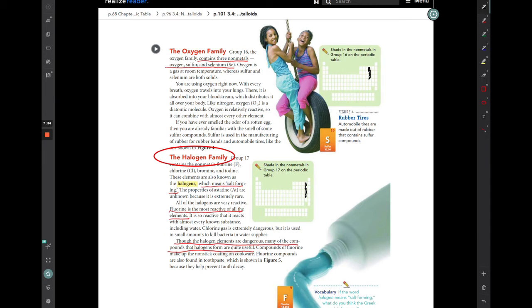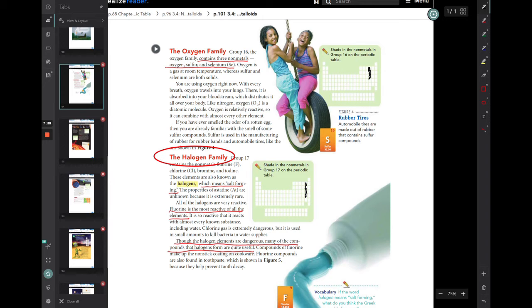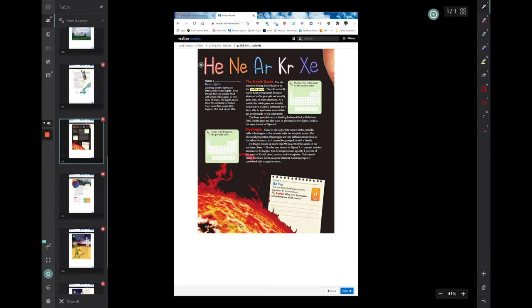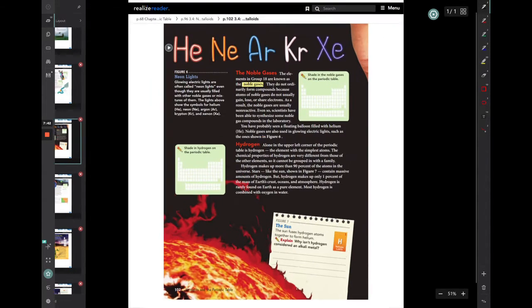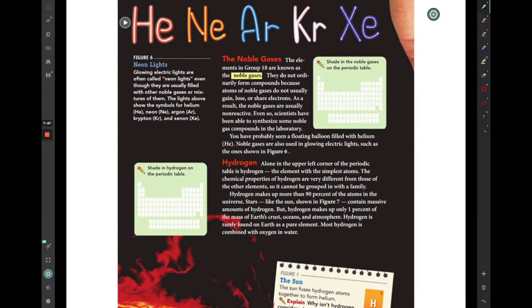The noble gases. They are called noble because they exist on their own and they don't like to combine with anything else. They are very, very stable. When we talk later about electrons and their shells, we'll talk about what that means, but they don't react with other things. So they are known as the noble gases.